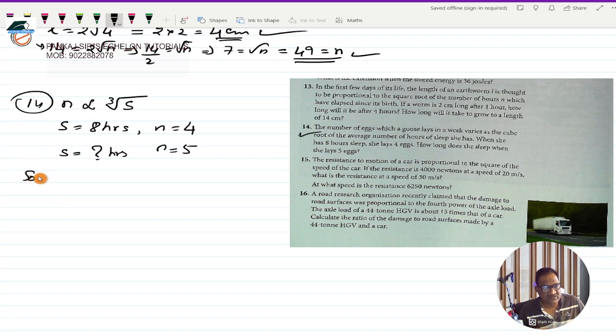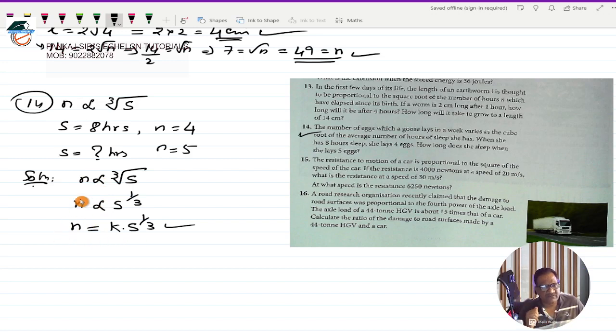So we know that n is directly proportional to cube root of s. Now this cube root of s can any day be written as s raised to 1 by 3 also. So let me write it in that way, s raised to 1 by 3. Now n will be equal to k times s raised to 1 by 3. Now this is what I get. This is just the proportionality sign being replaced by the equal to sign, that I have done.